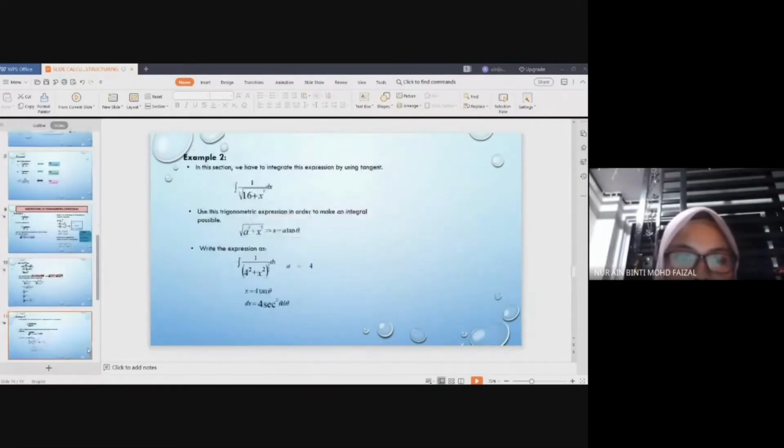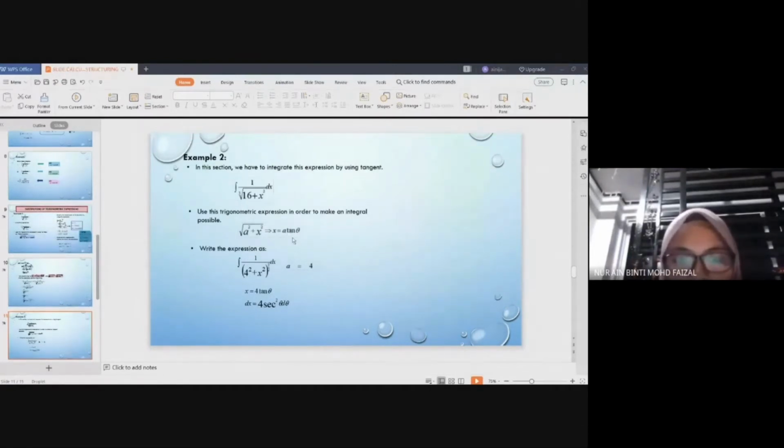Okay, next. In this section, let's see how to evaluate, how to integrate this expression by using tangent. Why must we use tangent? Because of the addition symbol. When we see right over here, there is an addition symbol. You just use the trigonometric expression in order to make the integral possible, which is a squared plus x squared, x equal to a tangent theta.